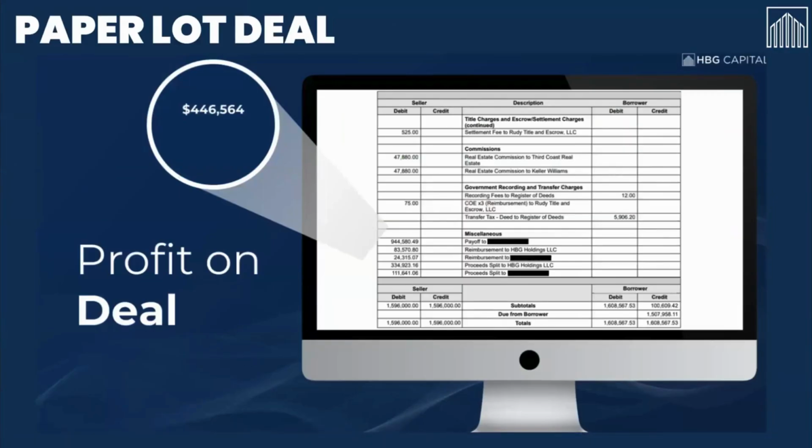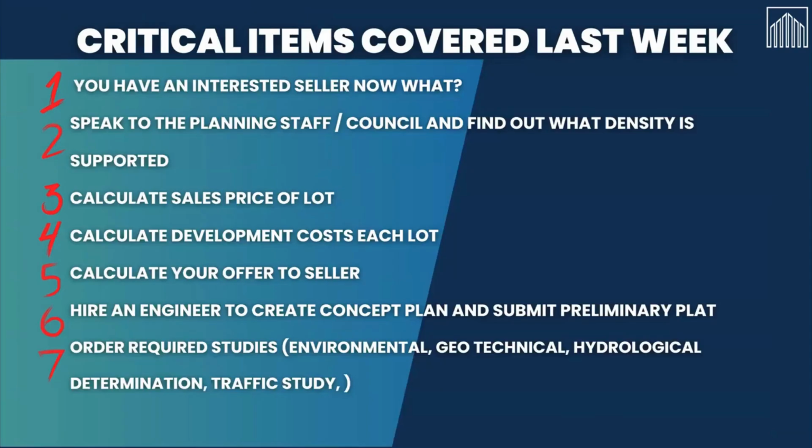Here's a deal we did where all we did was flip the paper to a large national builder. And we made $446,000 on the deal. So you can make a lot of money just flipping the paper. You can make a lot more money if you actually develop it.